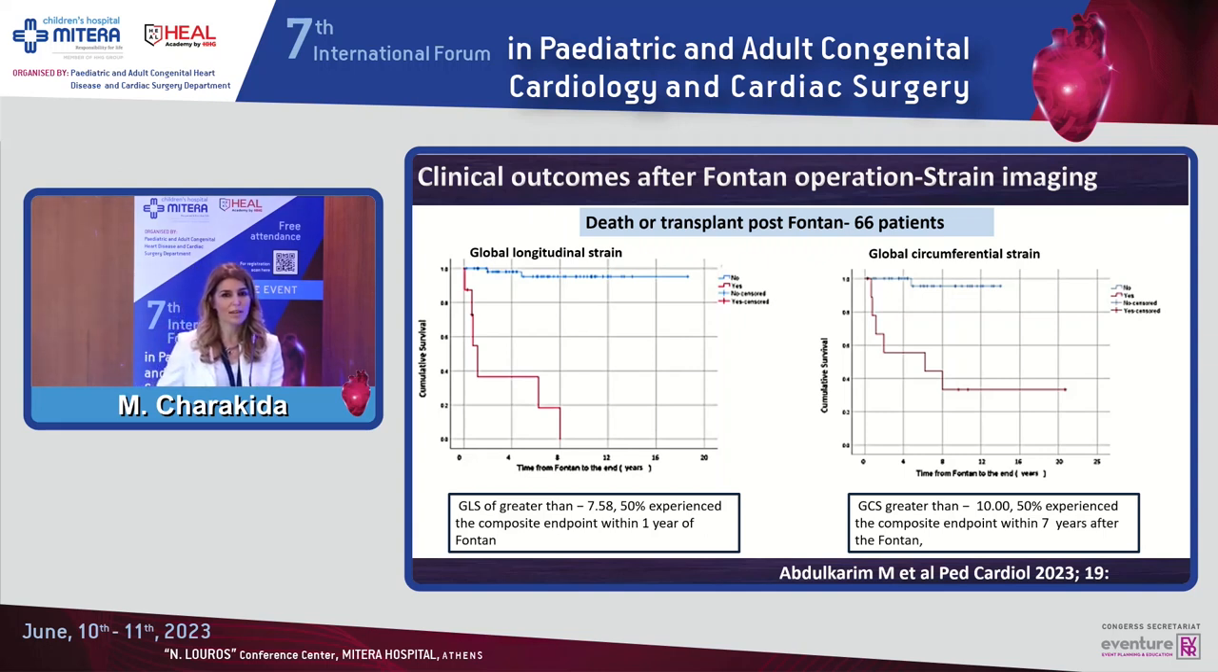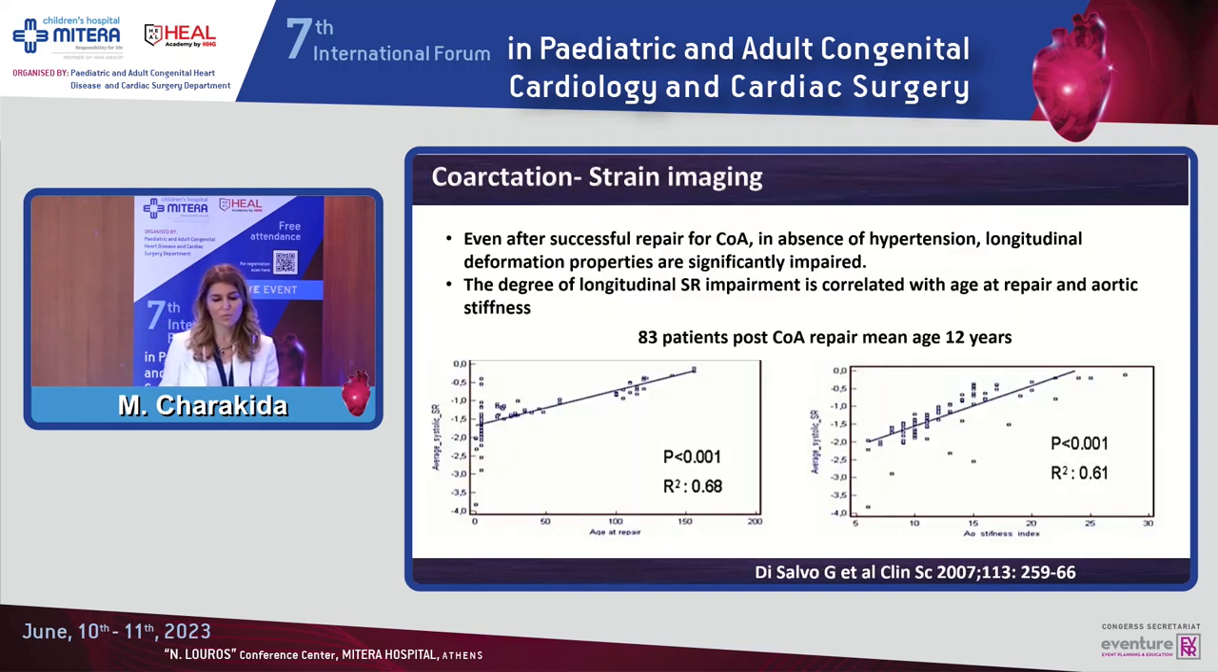-7.8, we can have a 50% risk of having this composite endpoint within 1 year after Fontan operation. And for the circumferential strain, a cutoff of -10 gives us a prediction of 50% in the 7 years after Fontan. In another group of patients, we know that increasing afterload is not well tolerated by the ventricle.